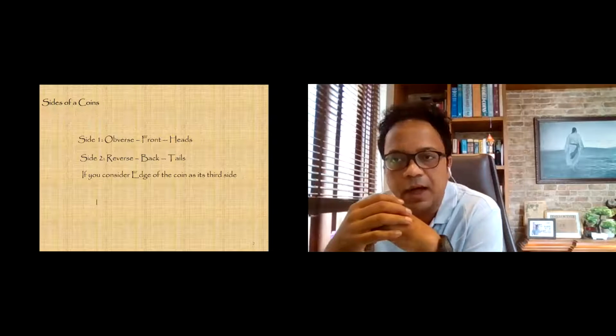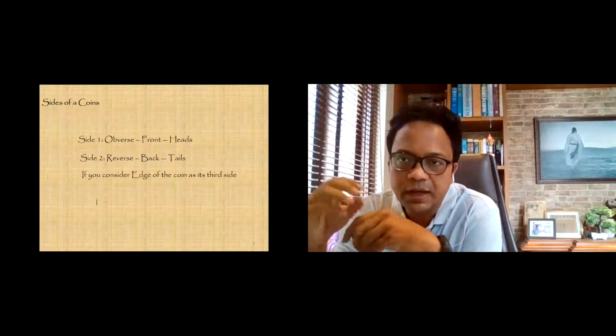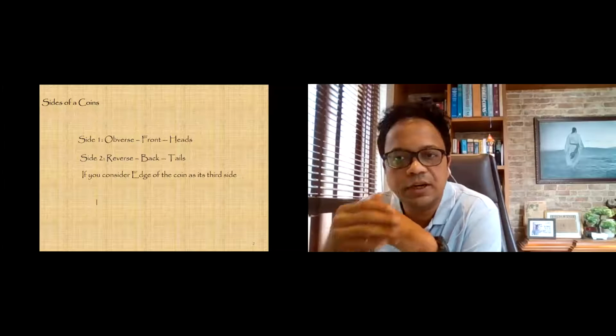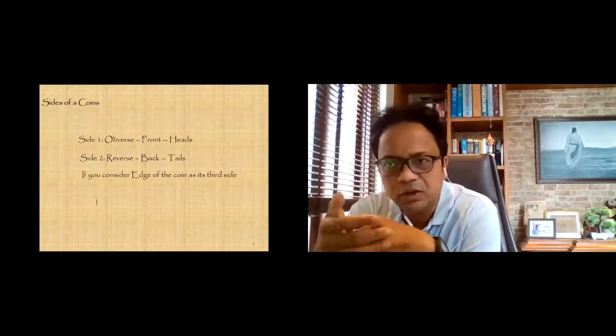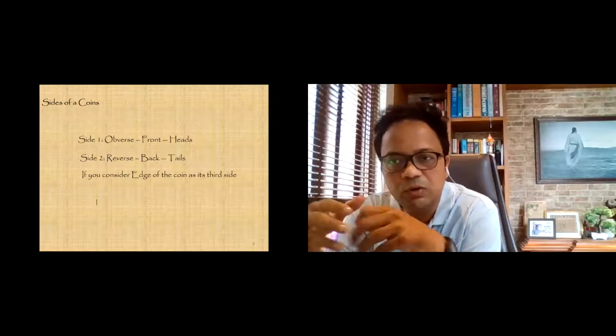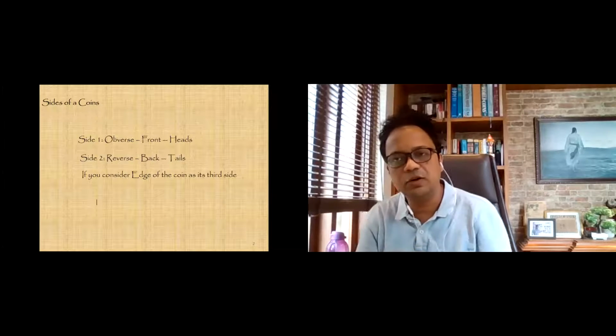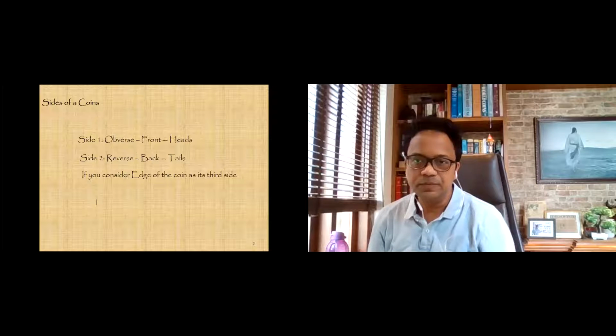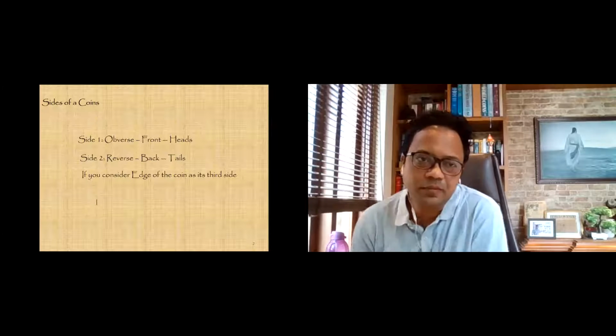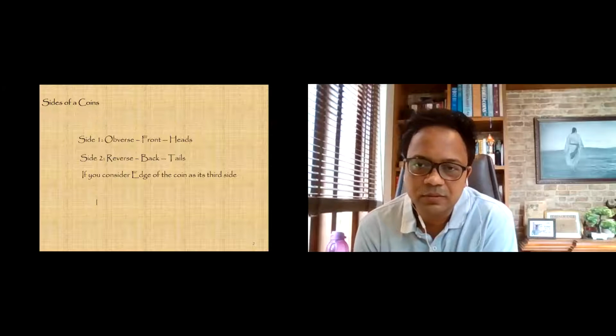But what I generally look at is the fourth side of the coin. Can anyone tell me what would be the fourth side of a coin? One is the heads, the tails, the edge. What do you think would be the fourth side of a coin? Kindly unmute yourselves and interact. Don't worry about right and wrong answers.